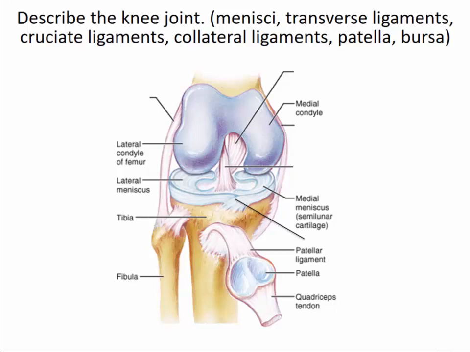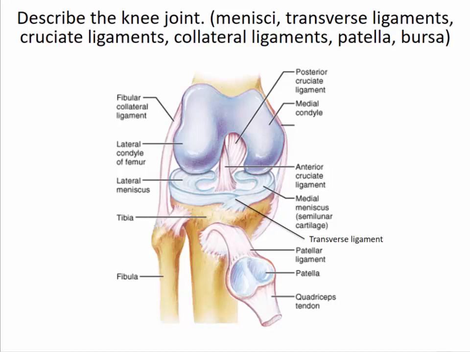Here at the front of the knee, we have the transverse ligament. Transverse because it runs in the transverse plane. We have the anterior cruciate ligament. Cruciate is referring to cross. So here we have the anterior cruciate ligament, and then here we have the posterior cruciate ligament, and the two cross each other and they connect the femur to the tibia. They help to prevent anterior-posterior displacement of the joint surfaces.